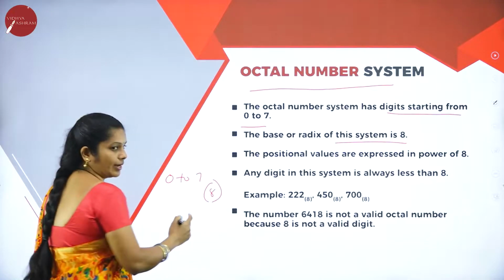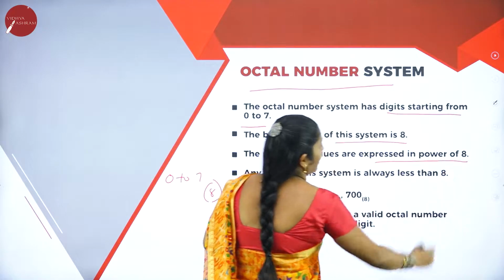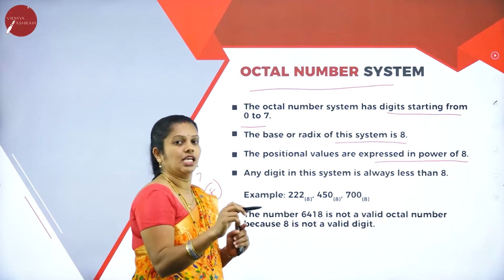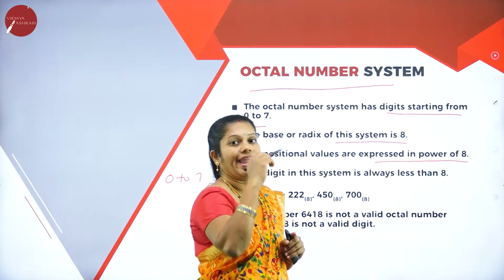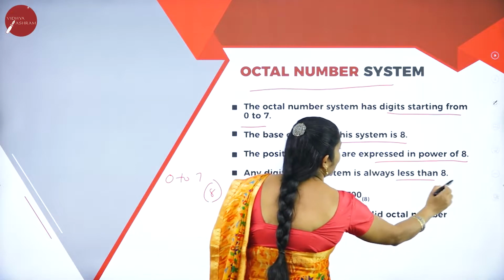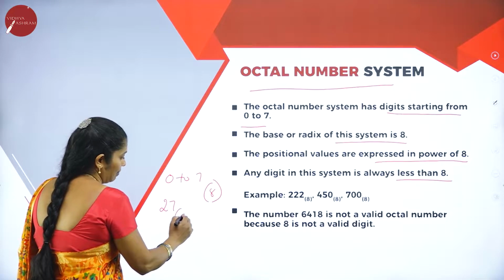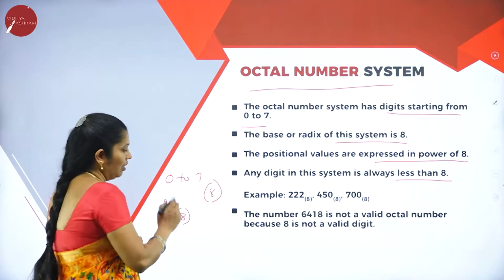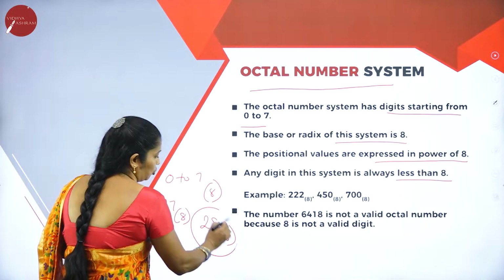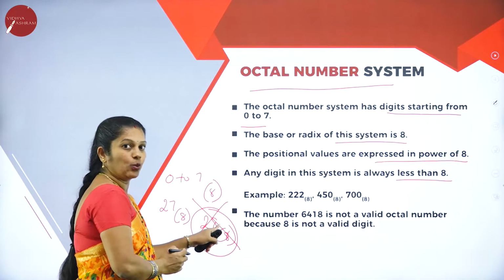In the base, we write it as 8. The positional values are in power of 8 format. If it is an octal number, it has to be multiplied with powers of 8. Any digit in this number system is always less than 8. For example, if I write 27 in base 8, that is an octal number. But 28 in base 8 cannot be called an octal number, because the digit 8 is written in it.